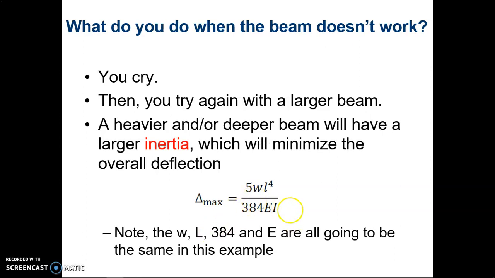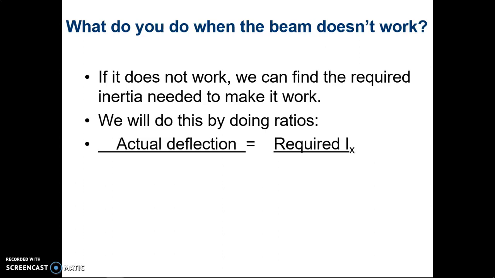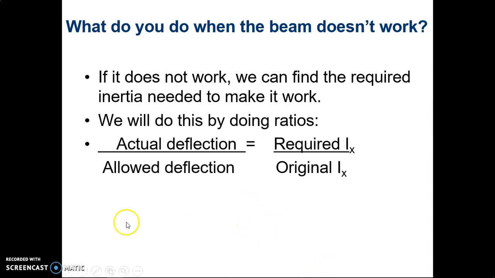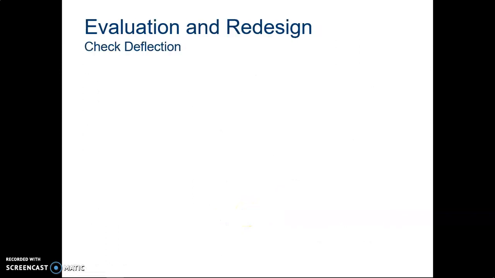And notice how W, L, 384, 5, and E are all going to be the same. So we can actually figure out what our required inertia is. And we'll do a ratio. So we're going to do the actual deflection divided by the allowable deflection and set that equal to the required I, this is what we're looking for, divided by the original I that we used. So we had 0.63, the allowed was 0.6, and then we're going to multiply that by the original, and that gives us the required minimum inertia that we need.